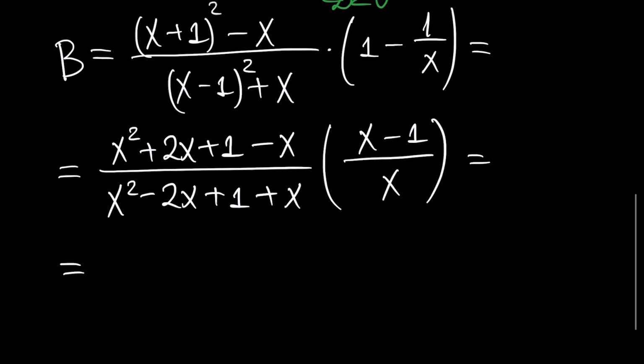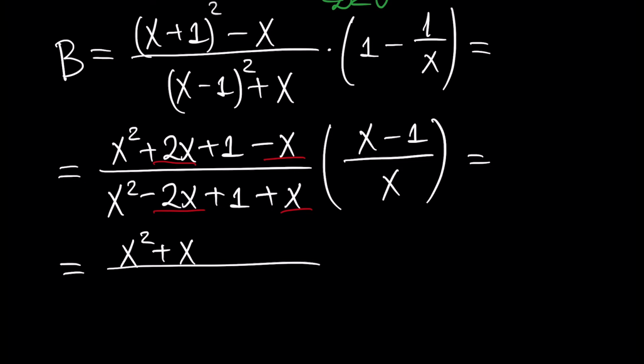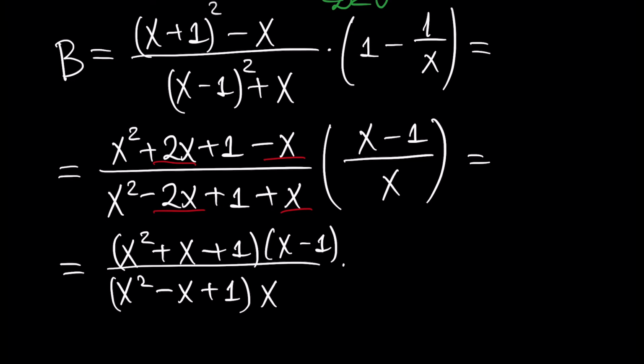It is equal to, here we will have not cancellation, but a little bit of calculations, and we will have (x^2 + x + 1) times (x - 1) over (x^2 - x + 1) times x. So it was b.